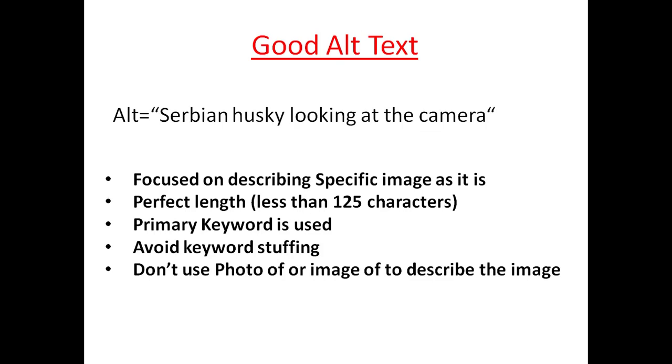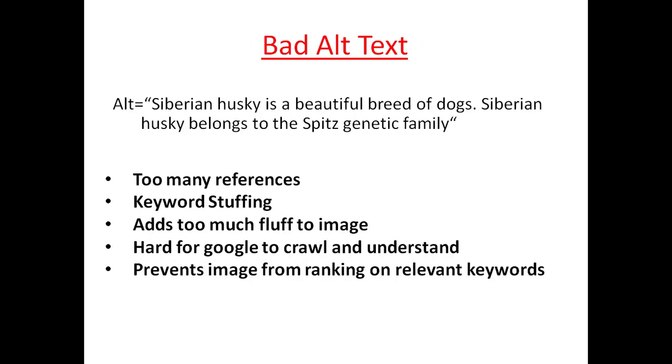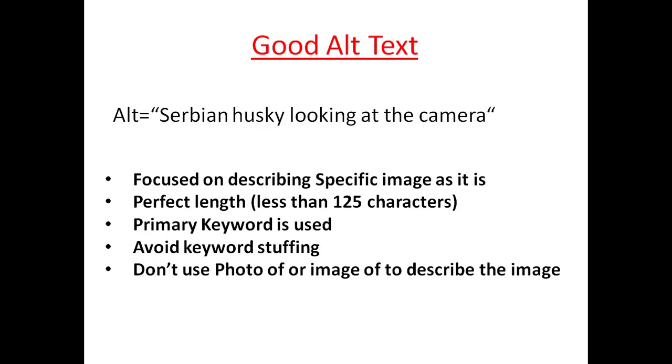A good alt text for this example would be like Siberian Husky looking at the camera. I'm sorry for the spelling mistake here, I didn't notice. What's good about this alt text is it is focused, and it is describing the specific image as it is. Siberian Husky looking at the camera, so it is what it is. It's not something like Siberian Husky is a beautiful breed of dog, it is very cute, and we're not gonna describe the Siberian Husky and its characteristics. We're just gonna describe what it is doing at the moment, and very specific.